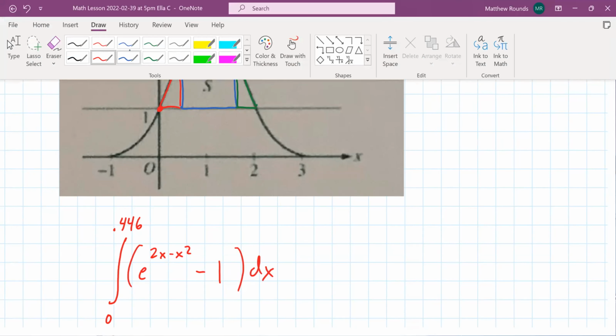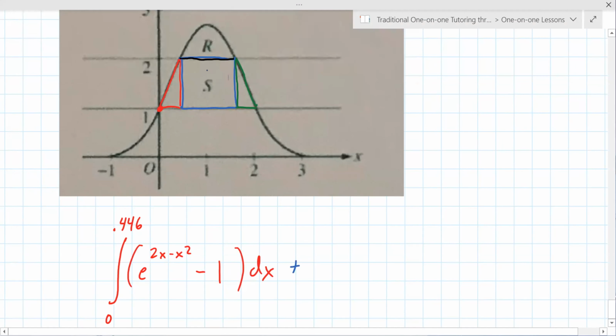Plus, now to do this middle one, do you agree that this is just a rectangle? You could integrate it. Let's say your instructor really wanted an integral, which is really weird, but you could. The integral would go from 0.446 to 1.554. Your top is 2, your bottom is 1.